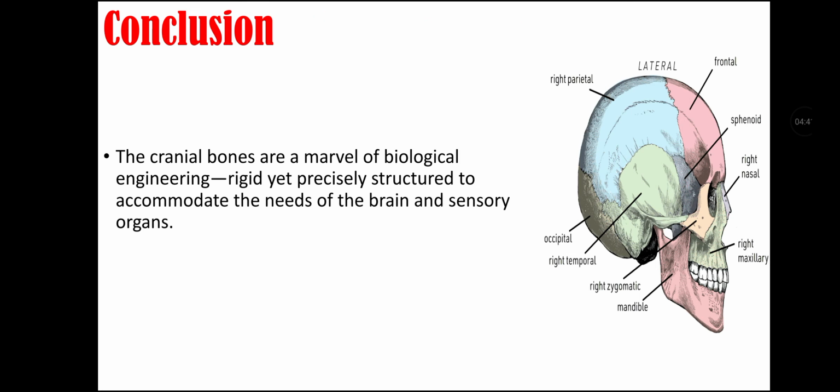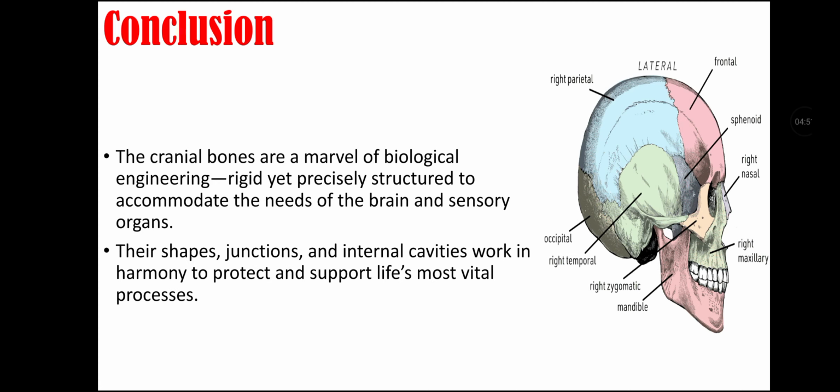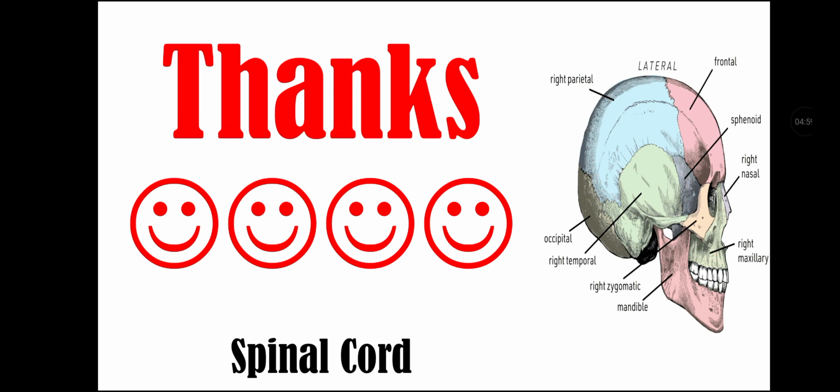Conclusion of this lecture video. Cranial bones are a marvel of biological engineering, rigid yet precisely structured to accommodate the needs of the brain and sensory organs. Their shape, junctions, and internal cavities work in harmony to protect and support life's most vital processes. And this was all about cranial bones.